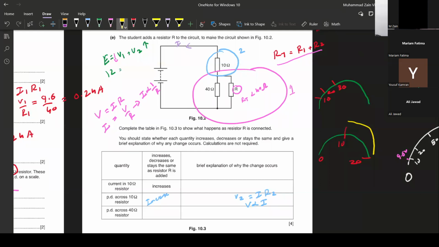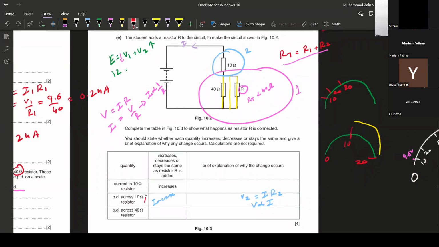And by parallel combination, we know that whatever is the potential difference across this whole thing would be the potential difference across the 40 ohm resistor as well as the potential difference across the resistor R. So the total potential difference of this 40 ohm resistor would decrease because the potential difference across the 10 ohm resistor has increased. Since this increases, this would obviously decrease so that the total EMF of the circuit remains constant.